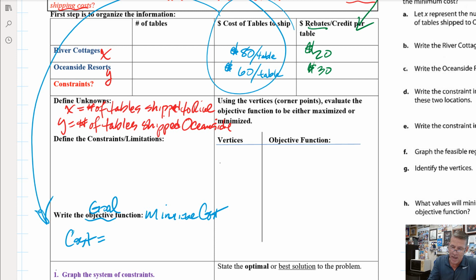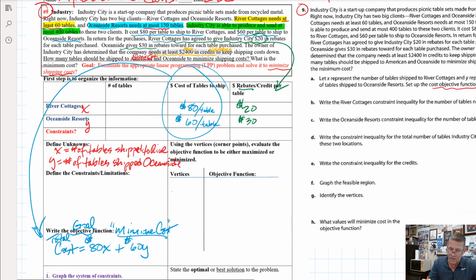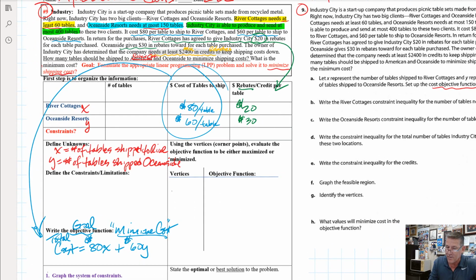So you're going to take 80 times x and then add it to 60 times y to get the total cost. So $80 per table times the number of tables, cost times amount, plus $60, the cost per table, times the amount for the tables that go to Oceanside. That's going to represent the total cost of the situation, and what we want to do is minimize that. That's the goal. The only way to do that is to describe all the constraints here and then graph the system. But we've got to read on.